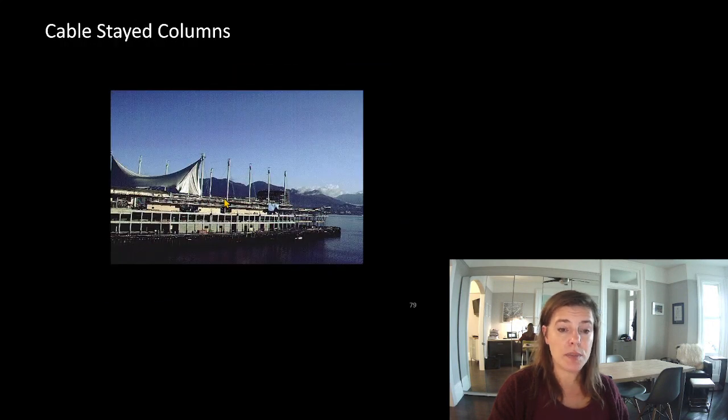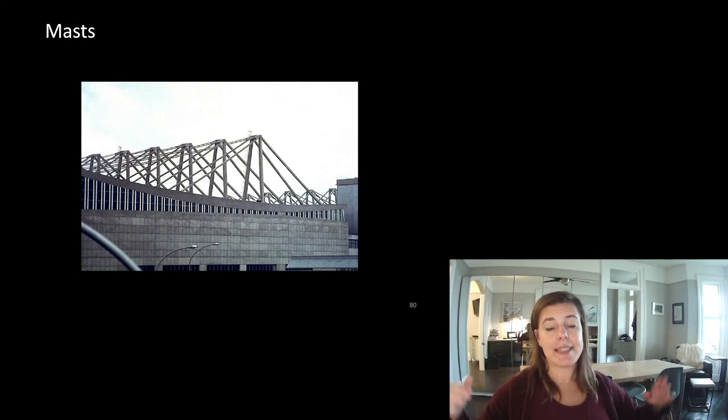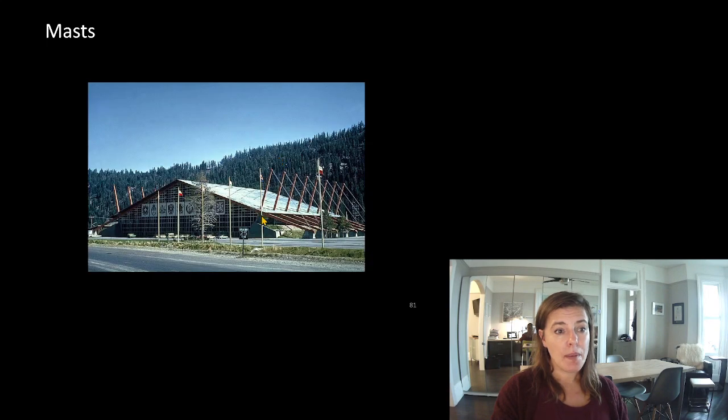Cable stayed columns. So if we have columns that go up with nothing to brace the top of it, we need something to brace it, so we'll put cable stays in. Masts are essentially what we would call a column coming up out of the top of a bridge that has then stays that support the bridge. So those would be called masts. Masts that have been cable stayed.